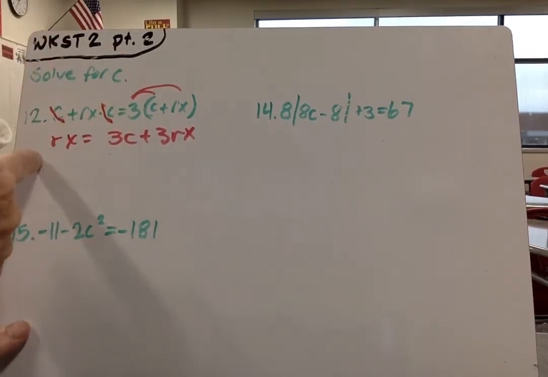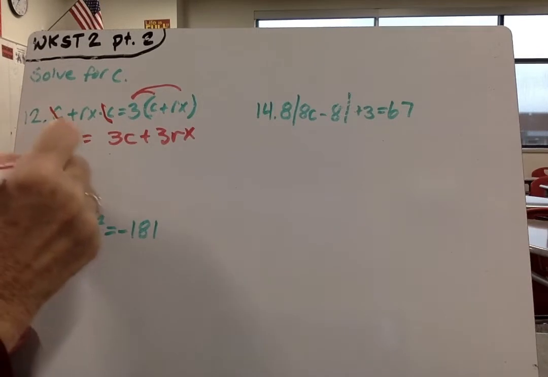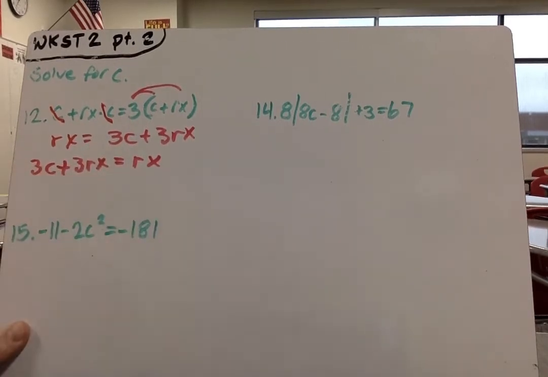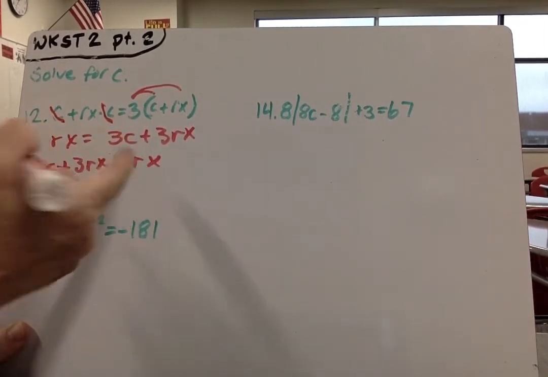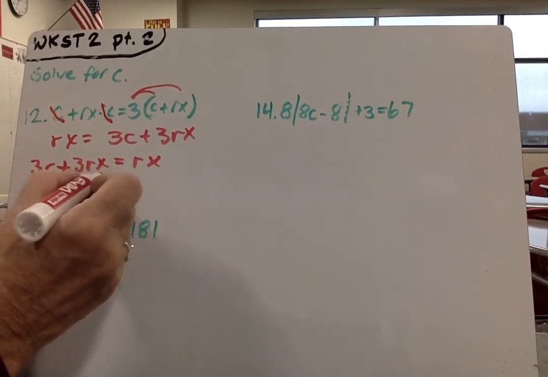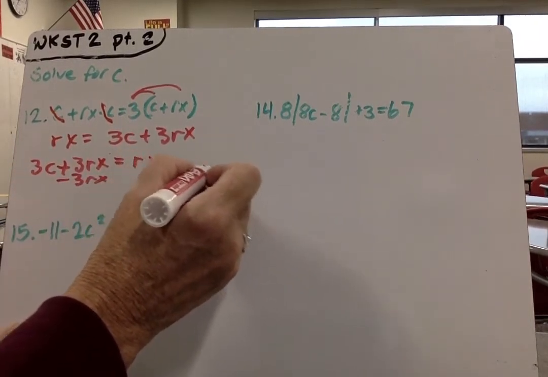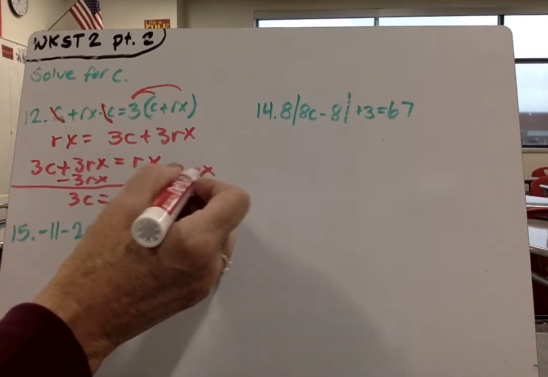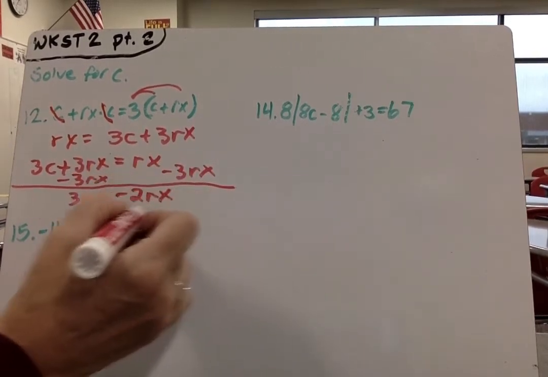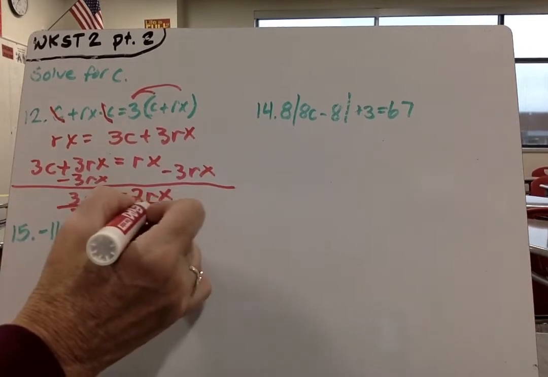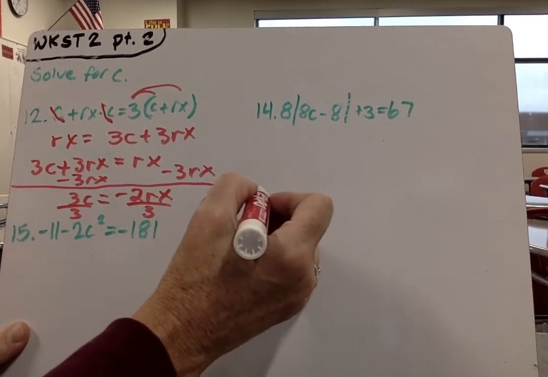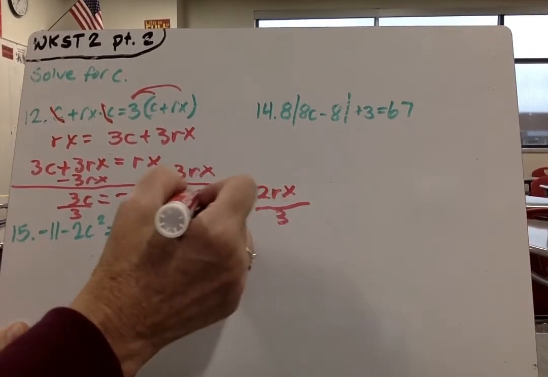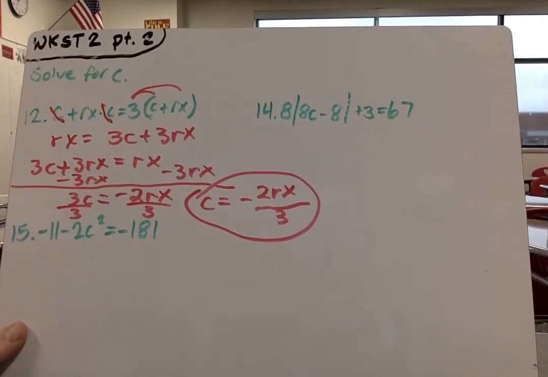Now I'm going to do a flip-flop so my C's on the left side. 3C plus 3Rx equals Rx. So I just traded sides. I put this over here and put this one over there. So now I'm going to go minus 3Rx, minus 3Rx. And again, I'm solving for C. So 3C equals Rx minus 3Rx, which is -2Rx. Then we divide by 3. We get C equals -2Rx over 3. And there's your answer there. That one's kind of a trickster one.